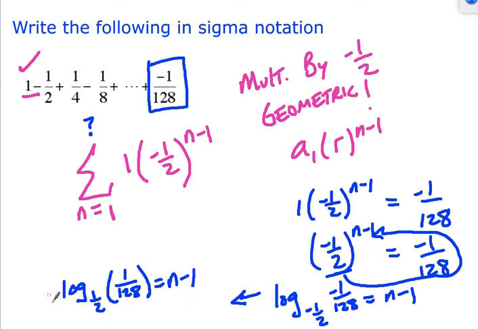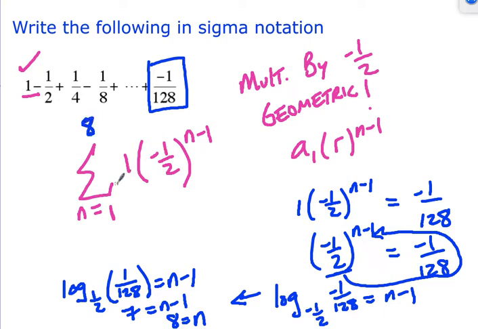Okay, so now if I type this in my calculator, I'm going to get 7. And then I would add 1, so that means my term number is an 8. So that's going to go up here. This will be an 8.